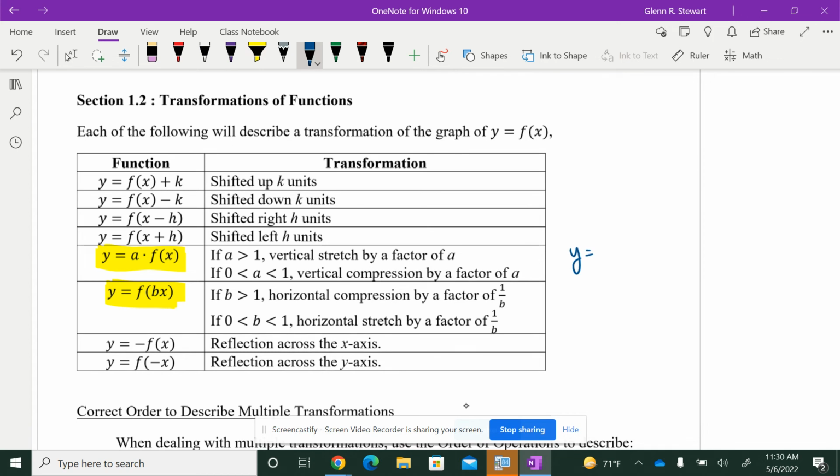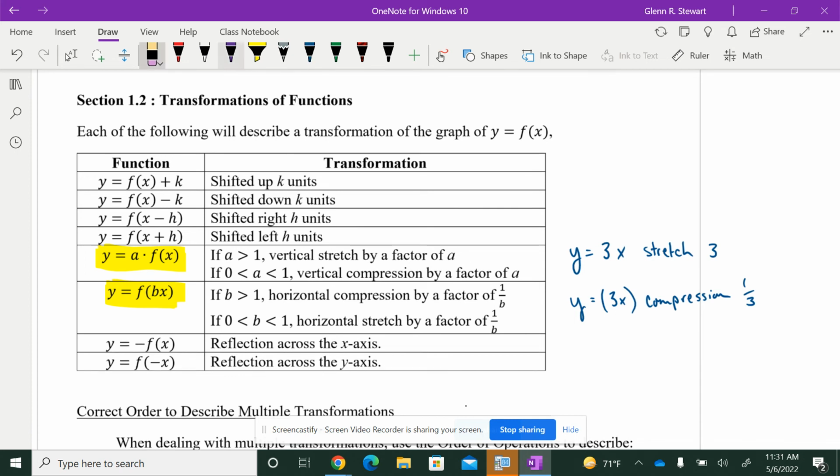Say, for instance, I had y is equal to 3x. This would be a stretch. But if I have y is equal to 3x, this is a compression. This would be by a factor of 3. This would be by a factor of 1/3. Not confusing at all, right?